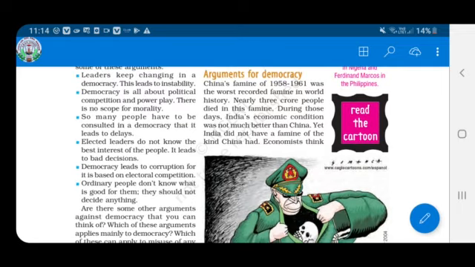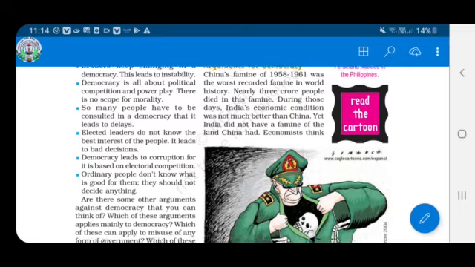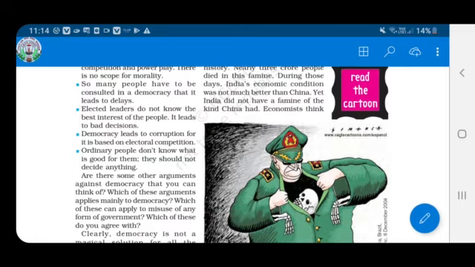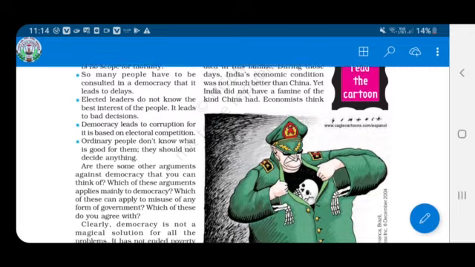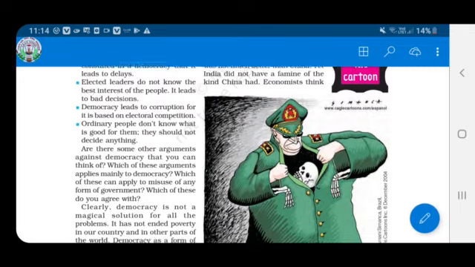Leaders keep changing in a democracy. This leads to instability. Democracy is all about political competition and power play. There is no scope for morality. So many people have to be consulted in a democracy that it leads to delay. Elected leaders do not know the best interest of the people. It leads to bad decisions.